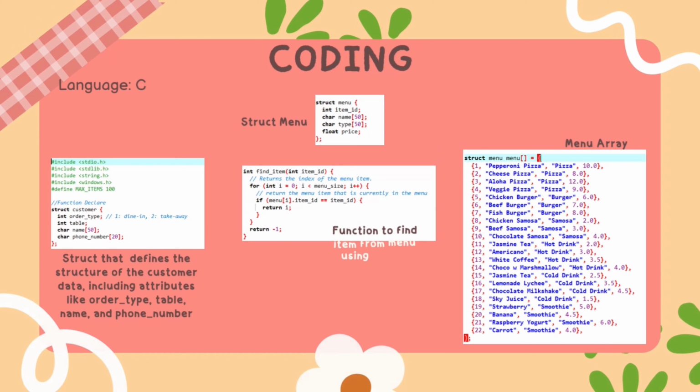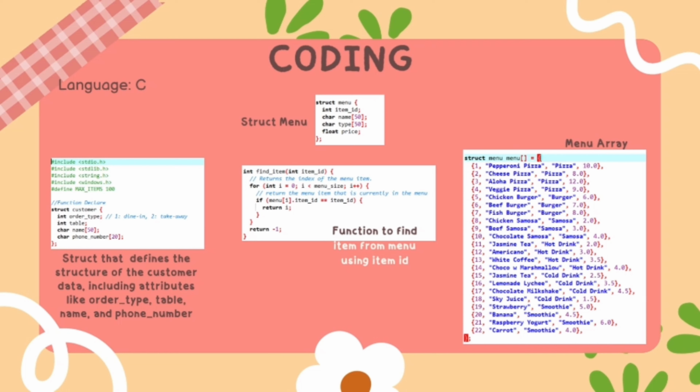Moving to coding in language C, first we have struct customer that will hold customer information such as order type, table name, and phone number. And then we have find item. It can search for a menu item by its item ID and return its index in the menu array. And we have struct menu. It will represent a menu item with attributes such as item ID, name, type, and price.